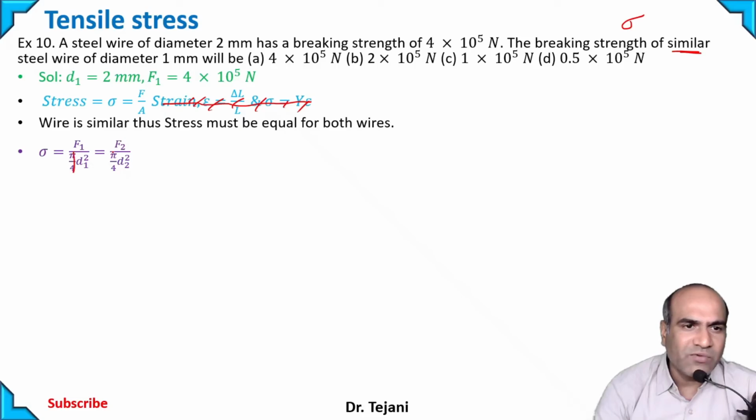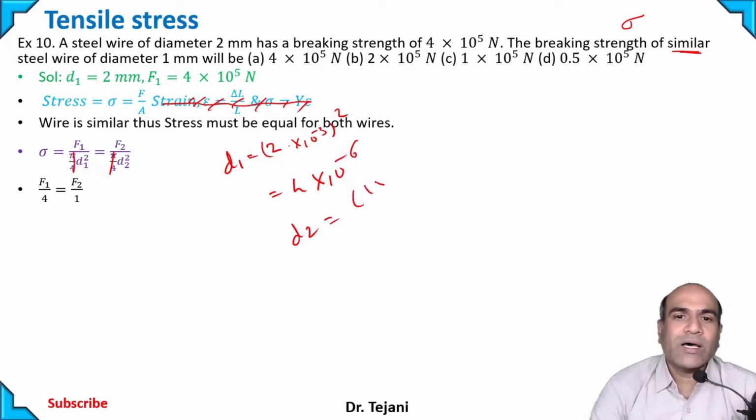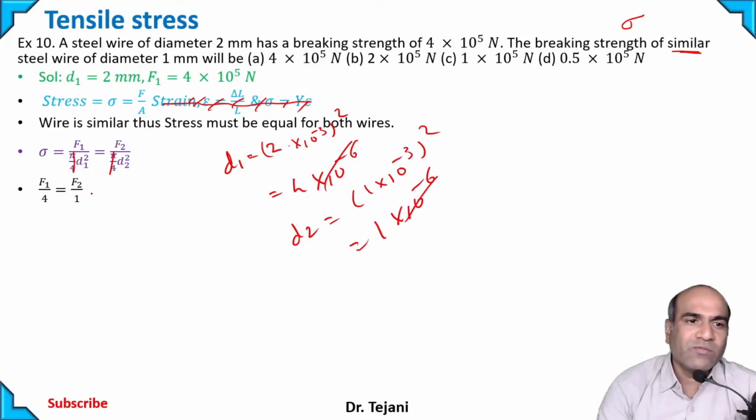So can we cancel pi by 4? Yes, of course. So F1, can we put D1? D1 is equal to 2 multiply by 10 power minus 3 square. So can we say is equal to 4 multiplied by 10 power minus 6, and D2 is equal to 1 multiplied by 10 power minus 3 square is equal to 1 multiplied by 10 power minus 6. So can we cancel it? It will be 4. So can you have the answer?